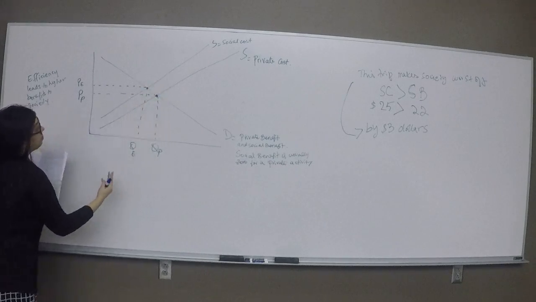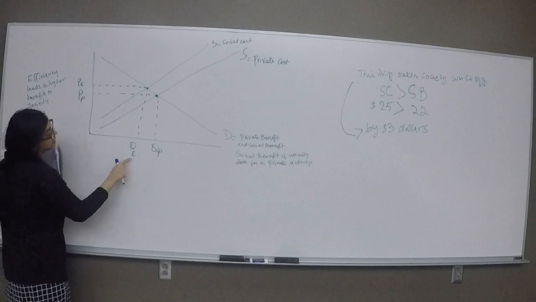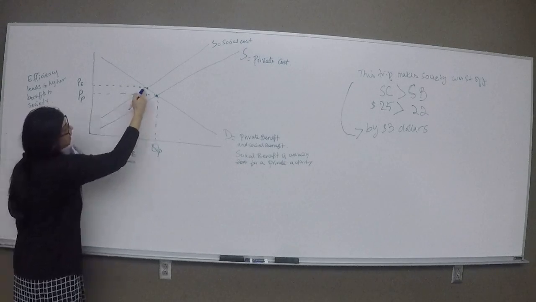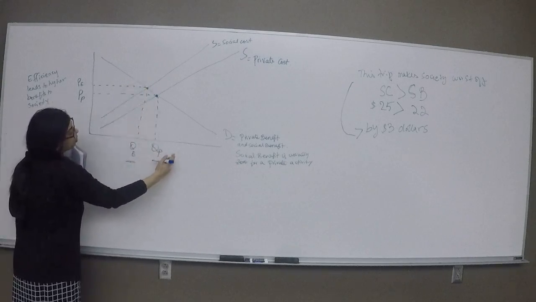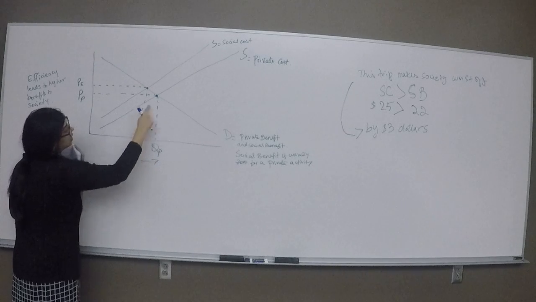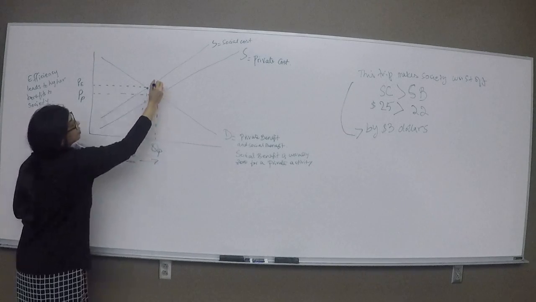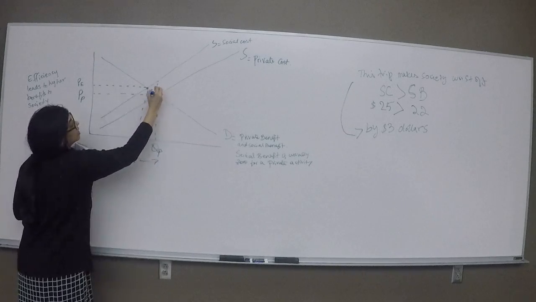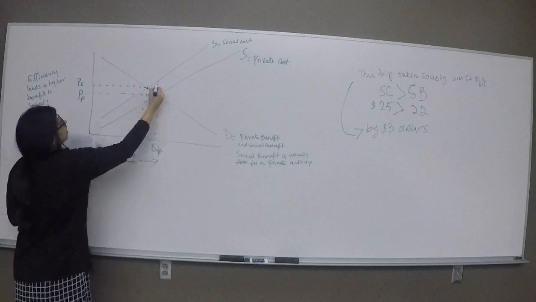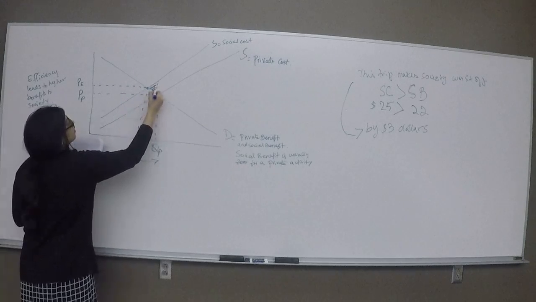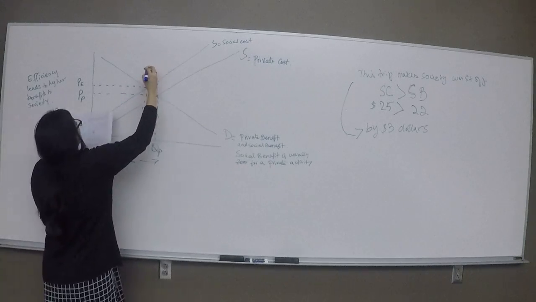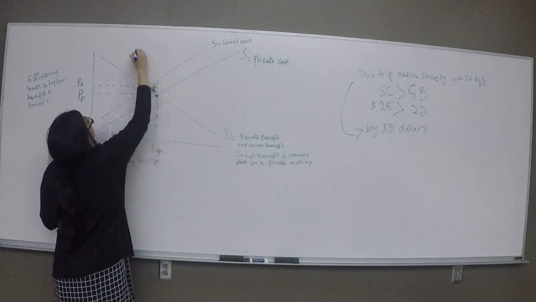So let this many people go to Cleveland. But beyond this point, society is worse off. So this is your deadweight loss area. Society is worse off beyond this point.